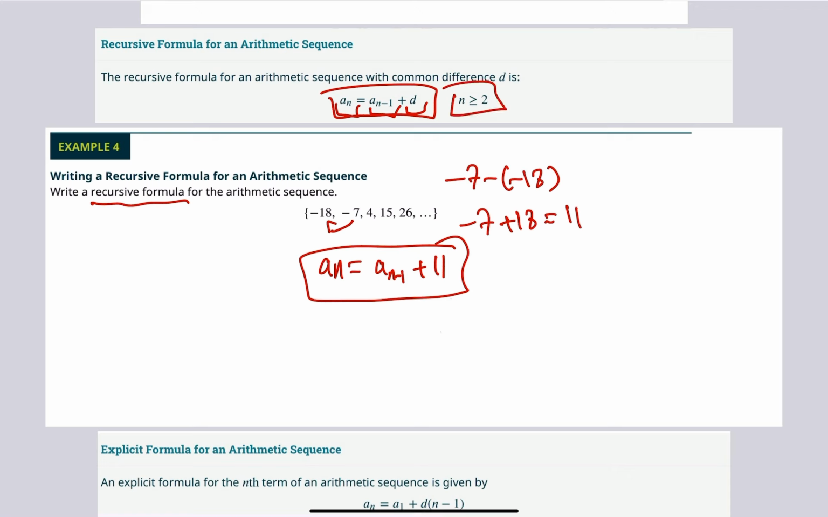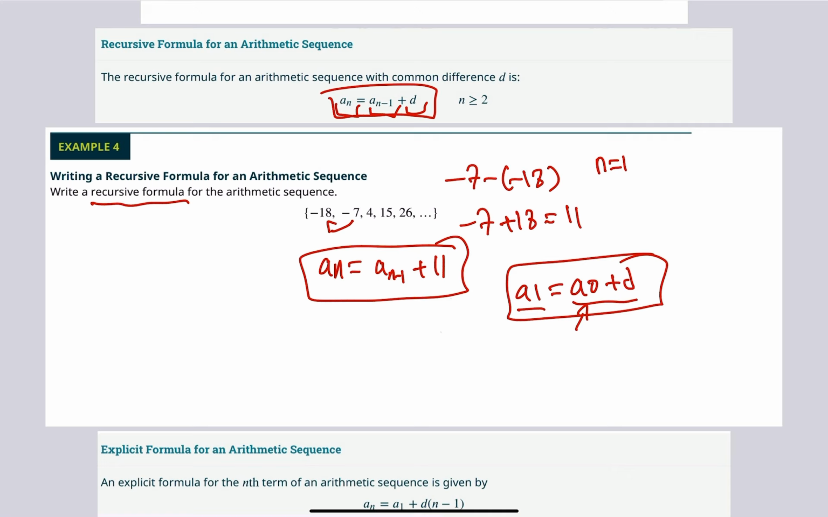Now, why are they saying that n is greater than or equal to 2? Because let's say n equals 1. If n equals 1, then what are we left with? We're left with a1, which equals a0 plus d. Actually, it could be equal to 1. So if you start with a0, a1 equals a0 plus d.